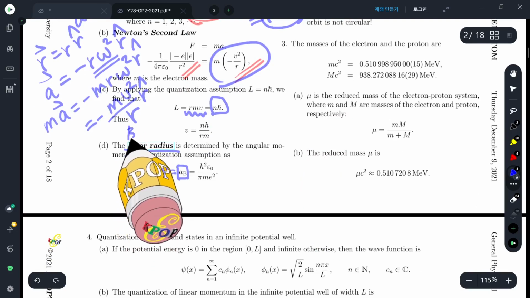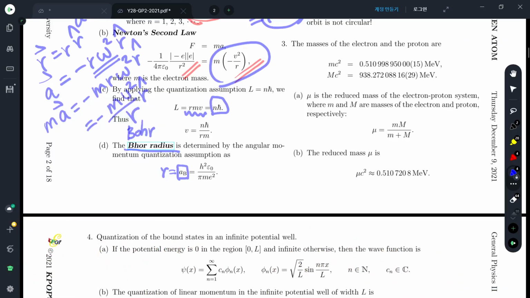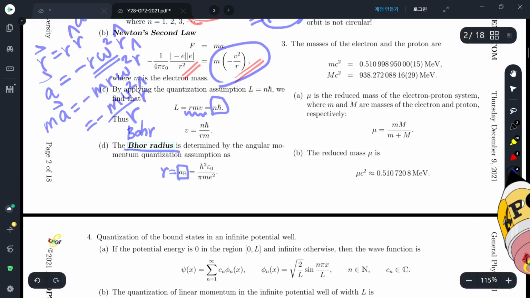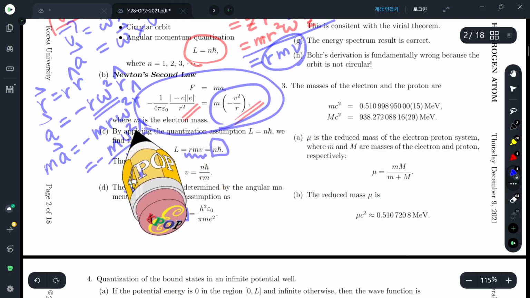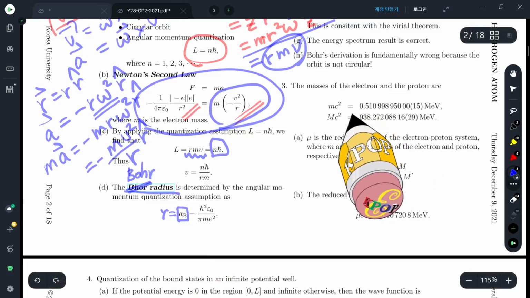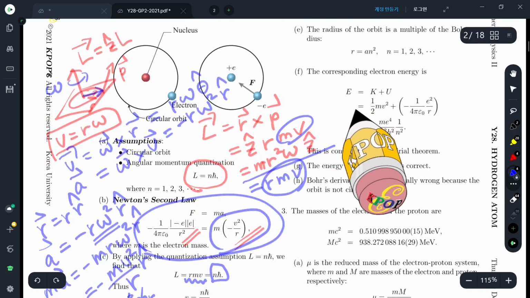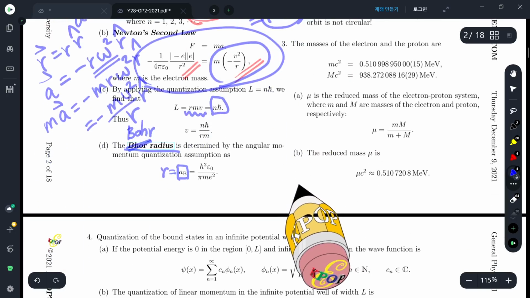The spelling is wrong, Bohr. So the radius coming from this constraint is called the Bohr radius, and this is identical to the radius that we can obtain after rescaling the Schrödinger equation for the hydrogen atom. And here the Bohr radius appears here again.